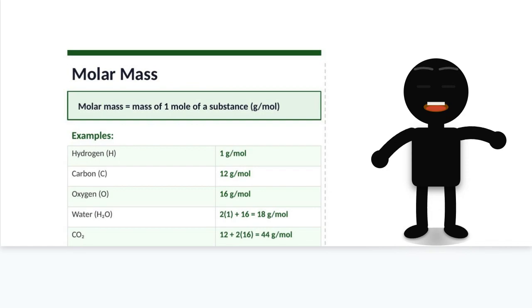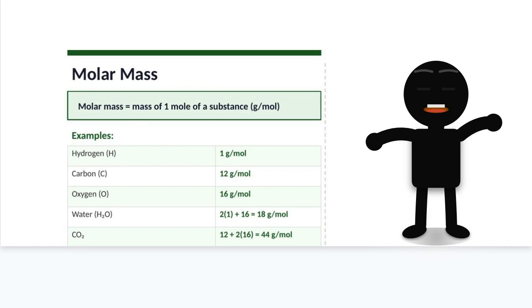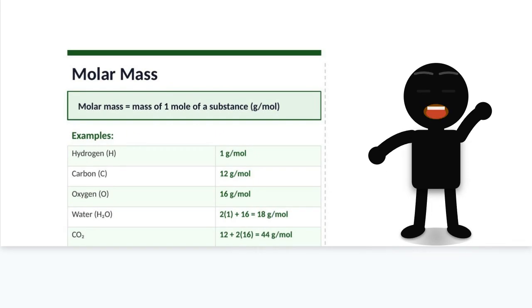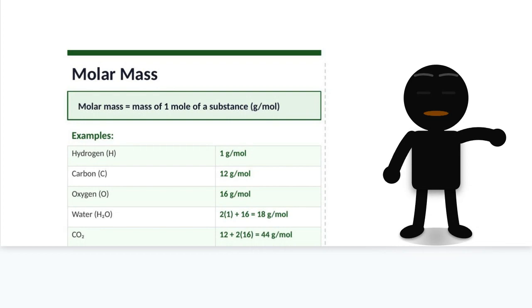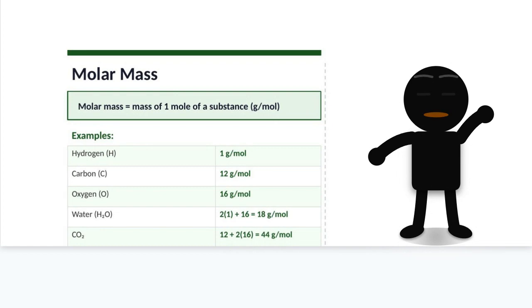The molar mass of a substance is simply the mass of 1 mole of it, expressed in grams per mole. The beautiful thing is that the molar mass of any element numerically equals its atomic mass from the periodic table. Carbon has an atomic mass of 12, so its molar mass is 12 grams per mole. Oxygen has atomic mass 16, so its molar mass is 16 grams per mole.